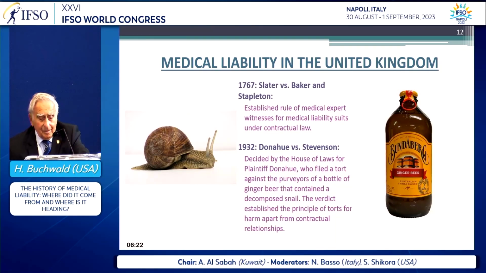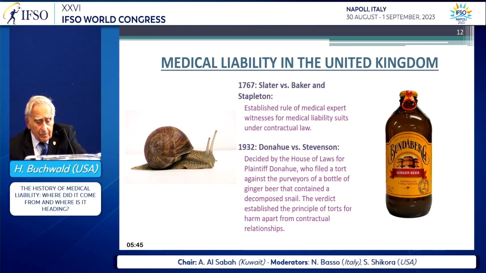Now comes some fun stuff. Medical liability in the United Kingdom, 1767, Slater versus Baker and Stapleton, established the rule of medical expert witnesses. And that's another thing that has carried over. Medical liability suits could only be brought under contractual law. There was no negligence. You had to have a contract. So if the doctor said, I'm going to save your life or your wife's life, and he didn't, that was breaking the contract.